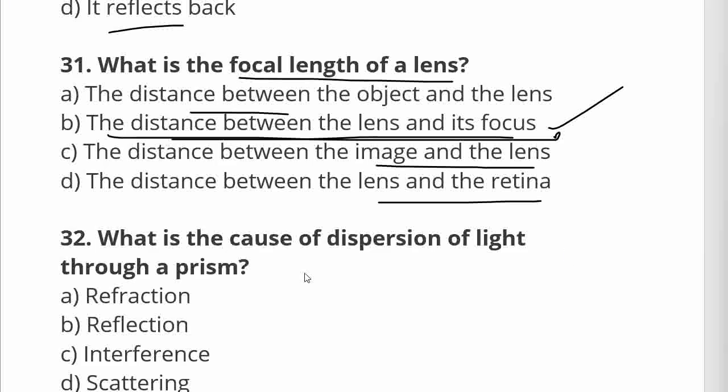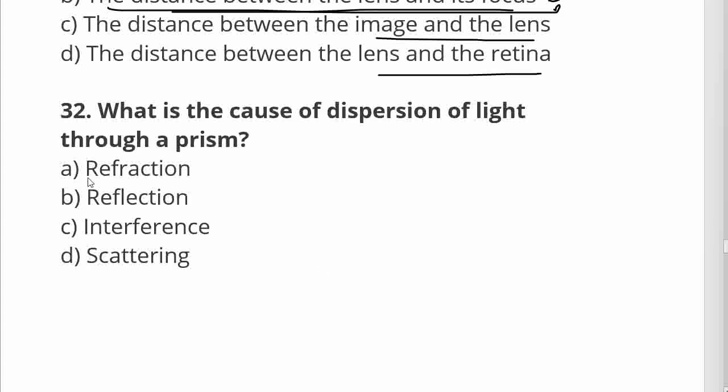Now the next question, what is the cause of dispersion of light through a prism? Options are A, refraction. Option B, reflection. Option C, interference. Option D, scattering. The right answer is option A, refraction. When light passes through a prism, different wavelengths of light refract, bend, by different amounts, causing the light to spread out into its constituent colors, known as dispersion.